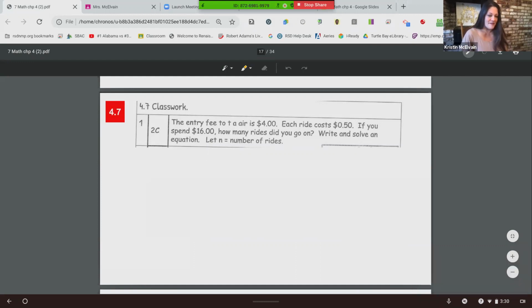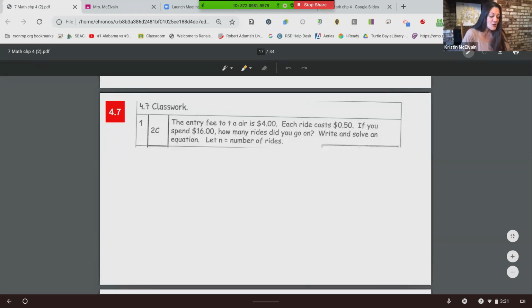So this one has a total typo. I believe it is the entry fee to a fair is $4. So maybe that's a 2020 fair because no fairs this year, which is such a huge bummer. Hopefully we get things figured out and we have fun things to go to next year.